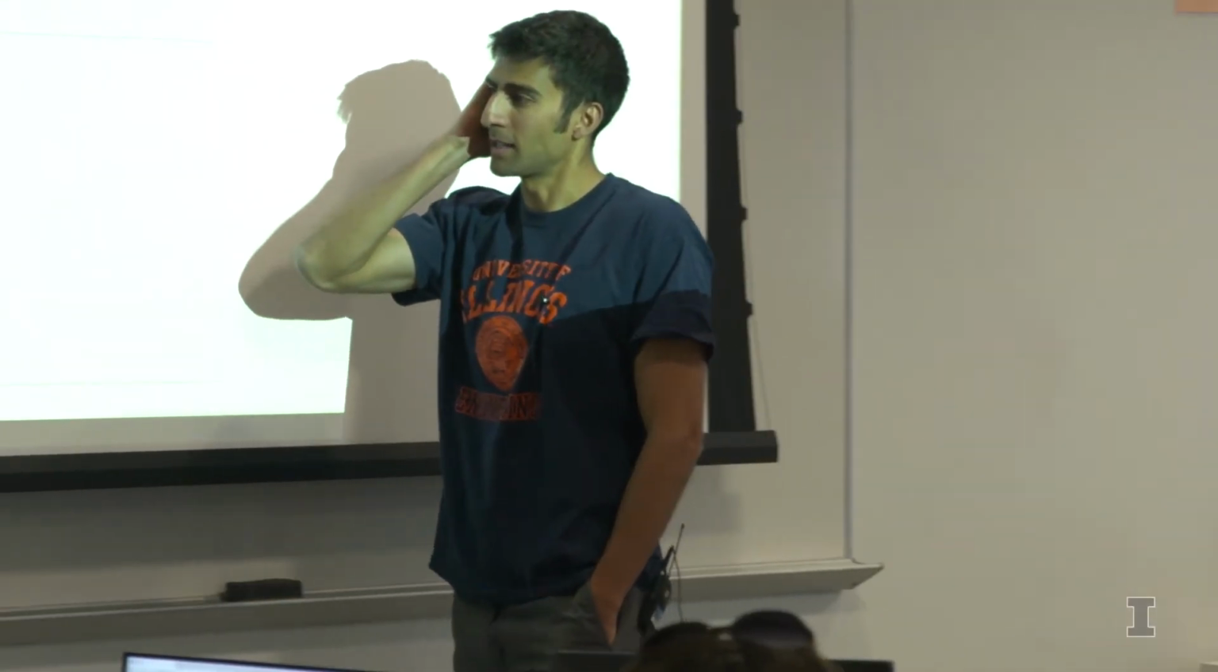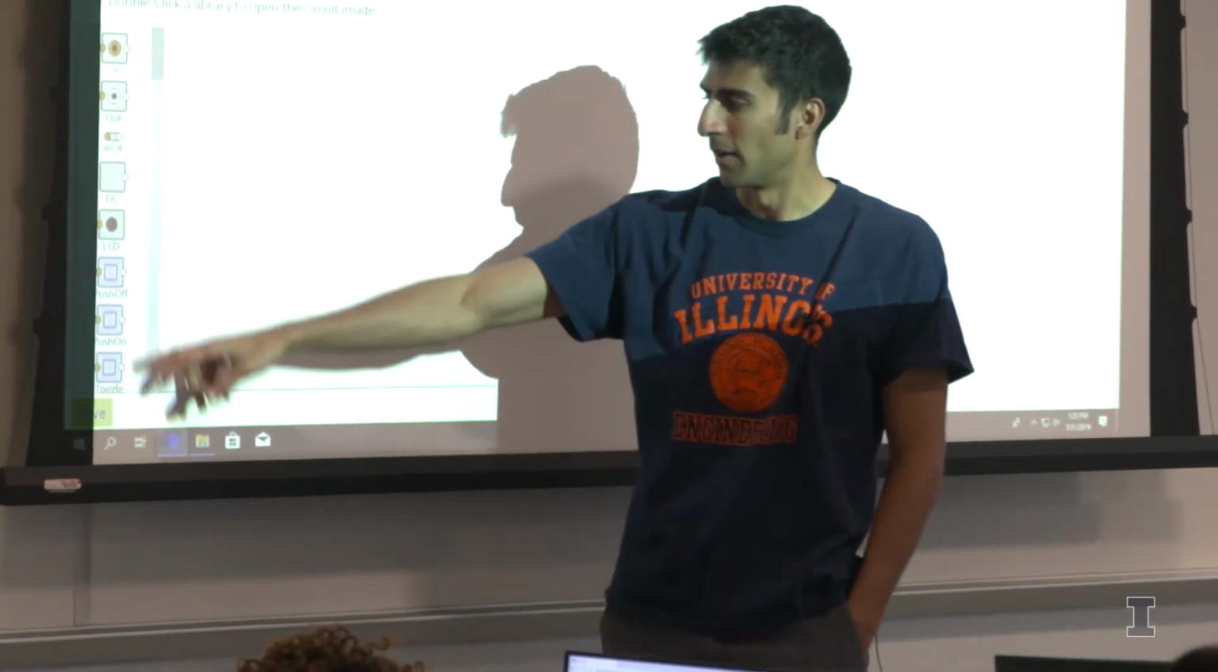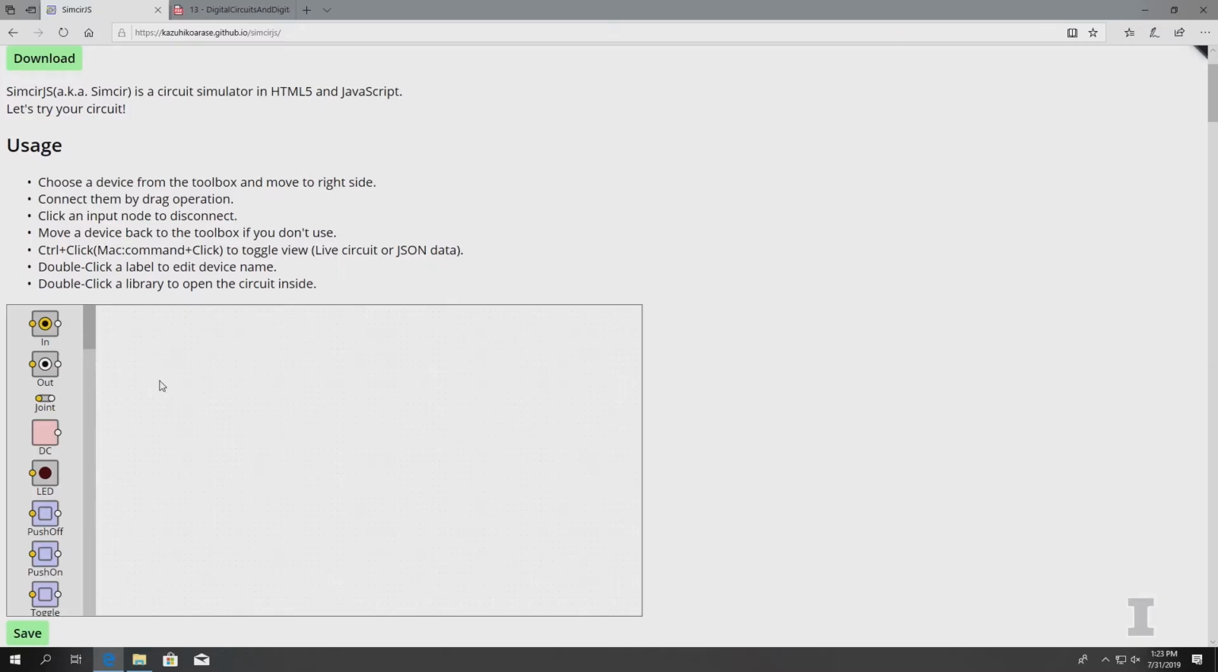Okay, now this is a simulator, which means that we can use all of these components on the left here, and these are simulating real objects that a computer designer has to work with. So you have DC here, which is your power supply. You have an LED, which is going to be the lights that we'll play with. You have some switches here, push on, push off. And you have a toggle switch.